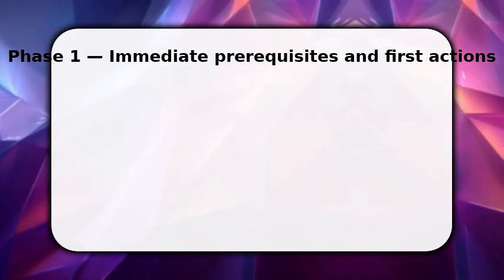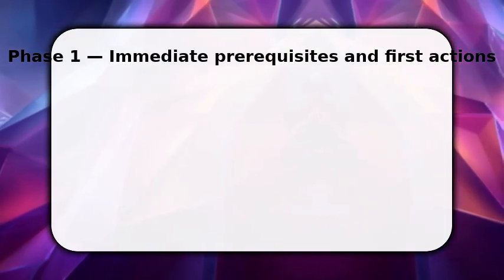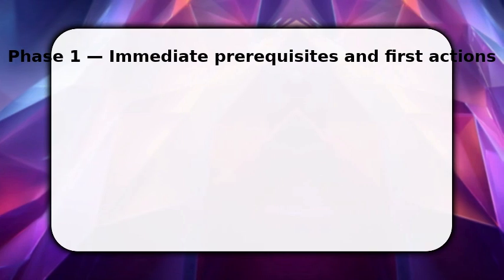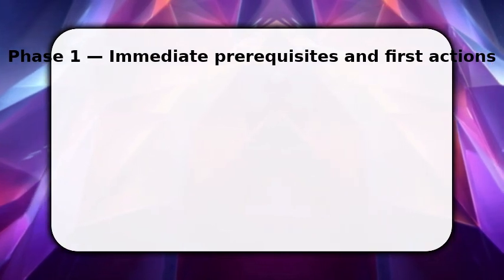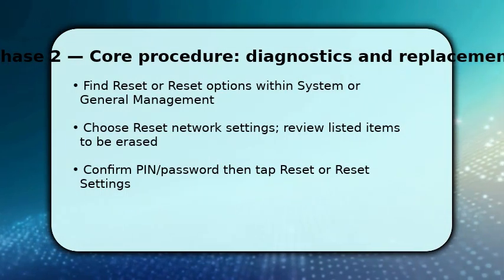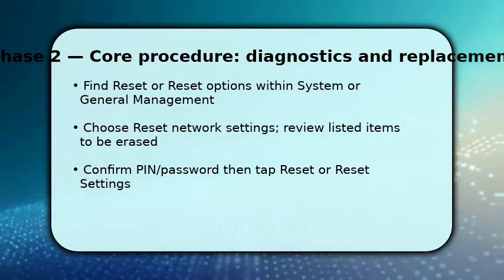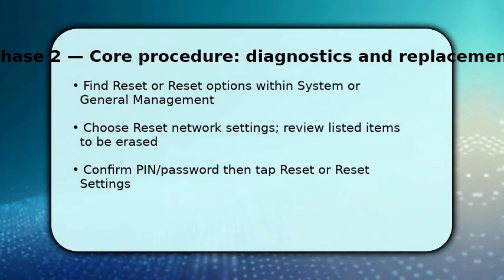This first step gets you directly into the controls you need, so you can reset without losing track or repeating steps. You now proceed to the actual reset. Once in System or General Management, tap Reset Options and choose Reset Network Settings. This clears Wi-Fi, mobile data, and Bluetooth configurations.